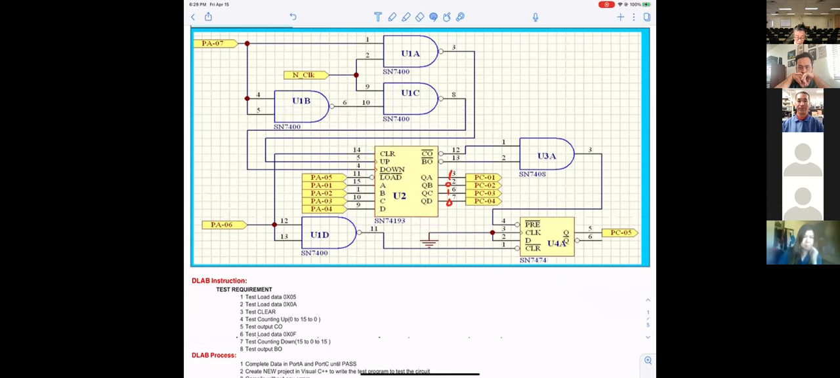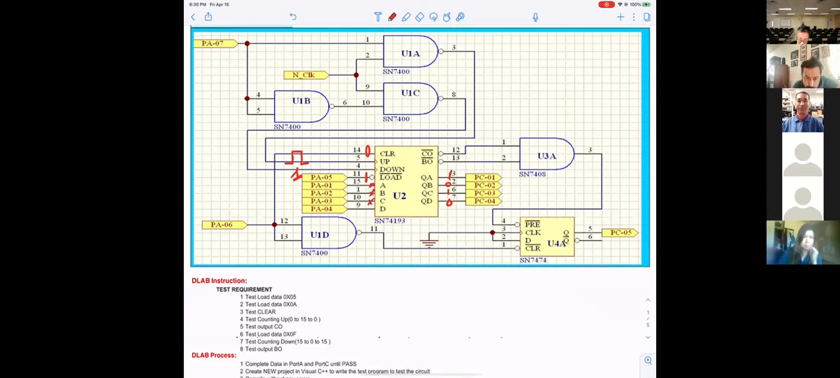Okay, now we're talking about counting up. For counting up, you can see up and down. Counting up, you're supposed to get the clock going here. And this has to be logic one here to count up. Now, clear must be zero. Load must be one. Input load don't care.